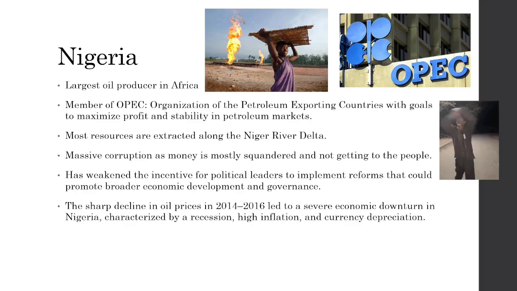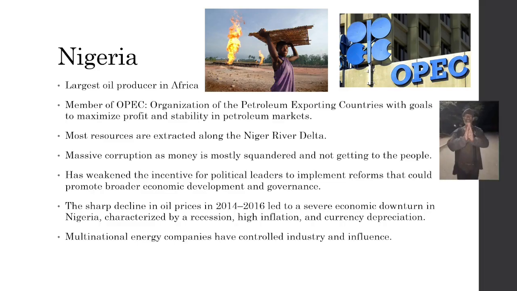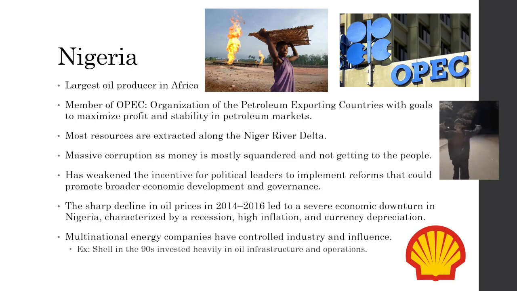The sharp decline in oil prices in 2014 and 2016, if you look back at that graph, it's actually shown there. And it led to significant economic downturn in the country. This brought recession, high inflation, and currency depreciation, which means their currency wasn't worth as much. Multinational energy companies such as Shell have controlled the industry and had dramatic influence within the country. Shell in the 90s invested heavily in oil and infrastructure operations in Nigeria.